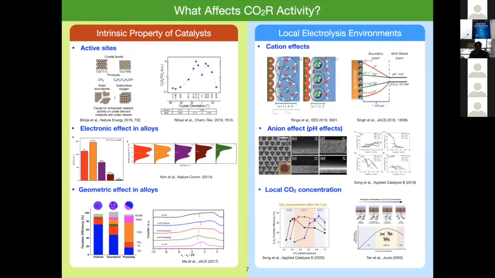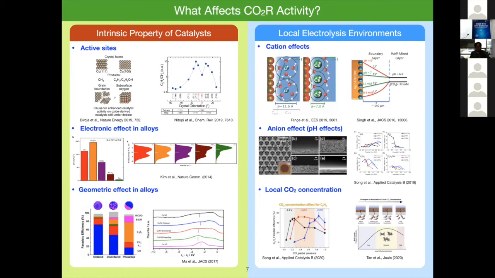There are many ways to do it, but you can categorize them into two approaches. The first is that you can tailor the intrinsic properties of the catalyst. For example, you can control the active site. Copper 111 is known to produce methane dominantly, whereas copper 100 or other high index planes like 710 produce ethylene and ethanol.